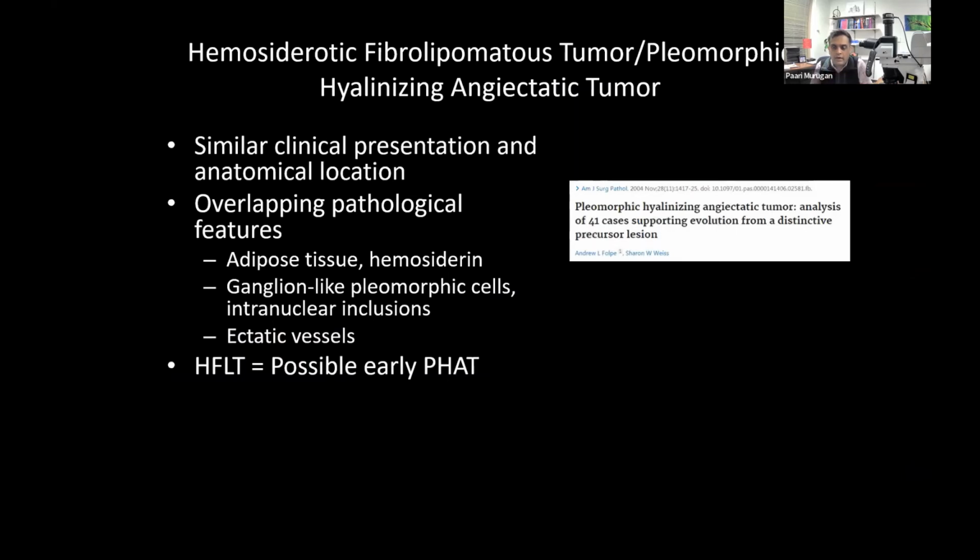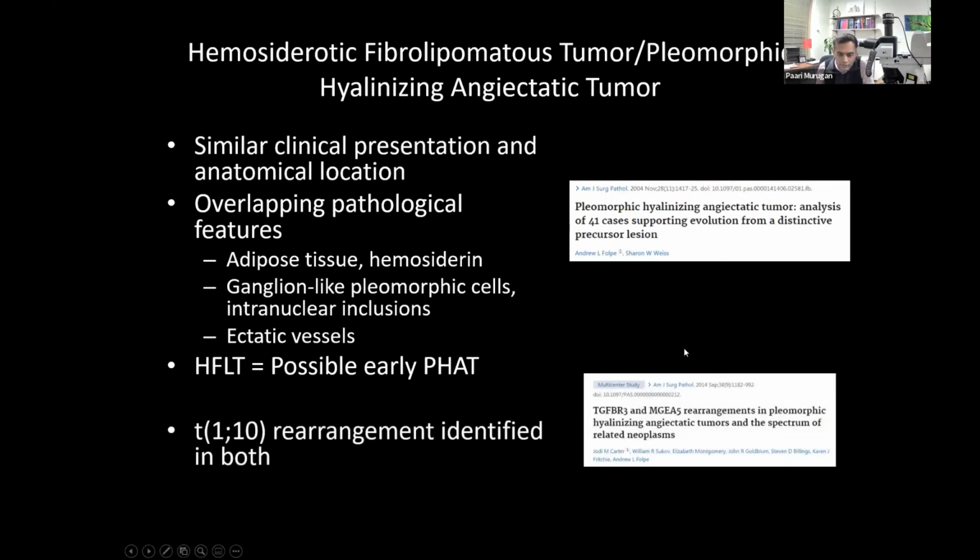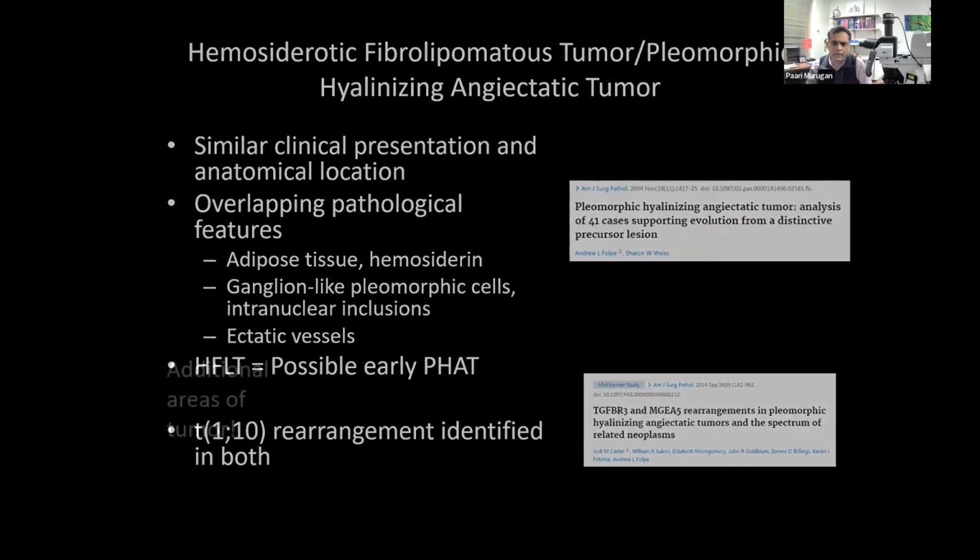So both these tumors may be the same entity, and they show similar clinical presentation and anatomical location. And Drs. Folpe and Weiss actually did a fairly large study of these cases, compared these cases, and they showed that most probably HFLT represents areas of early PHAT. And this was further confirmed by the finding of the same translocation or rearrangement of chromosome 10 involving these two genes that we saw in our case. So that seems like a good way to tie up this case, but I'm still not done. So there are a few more areas I want to share in this case.